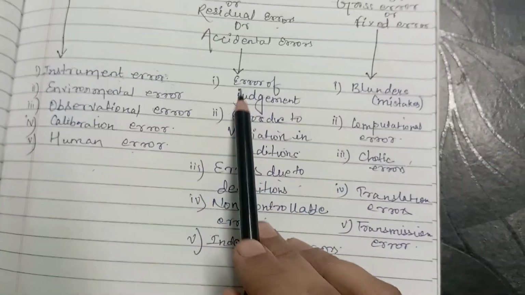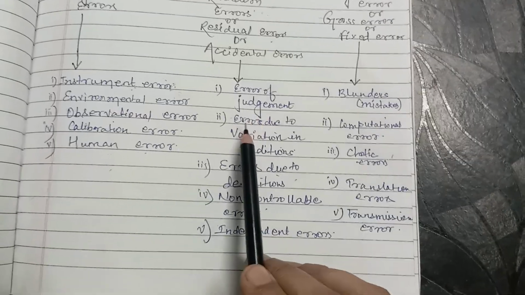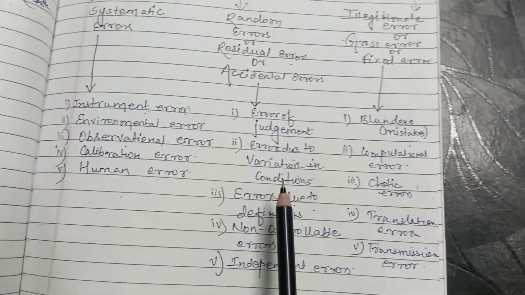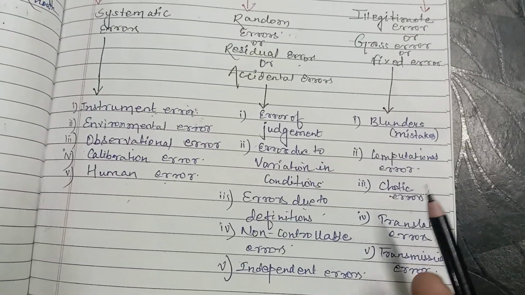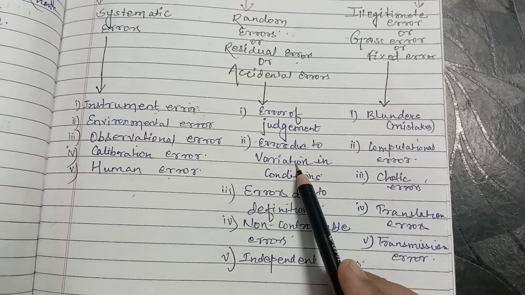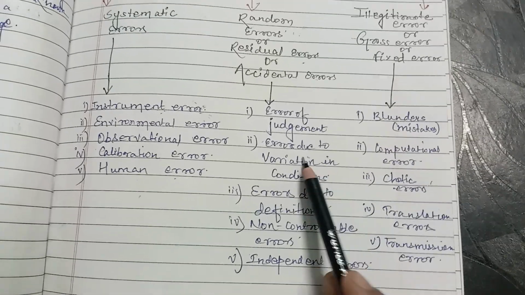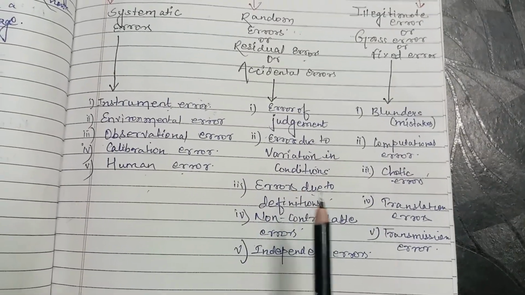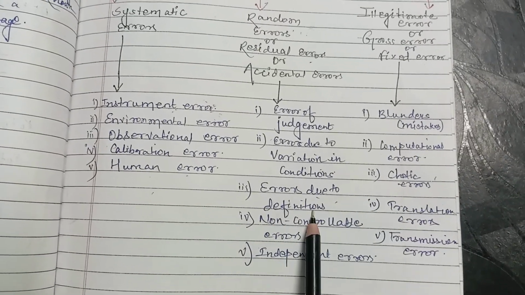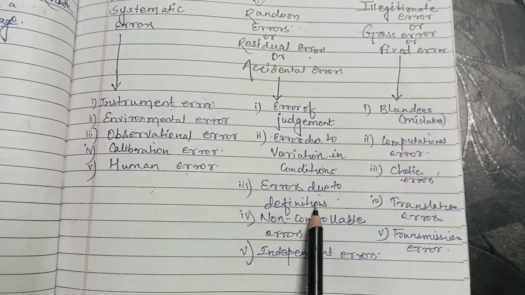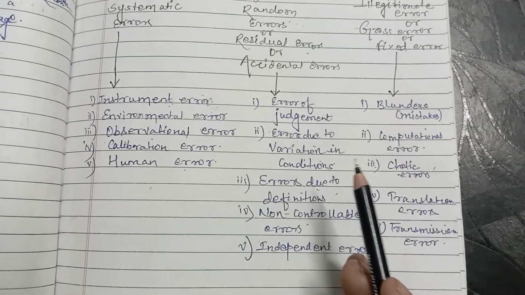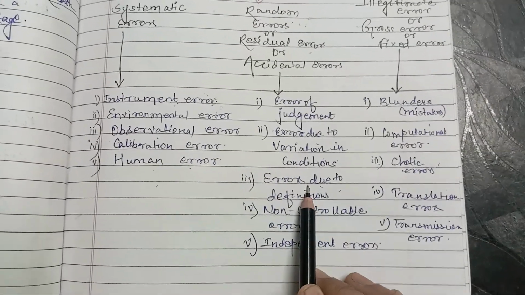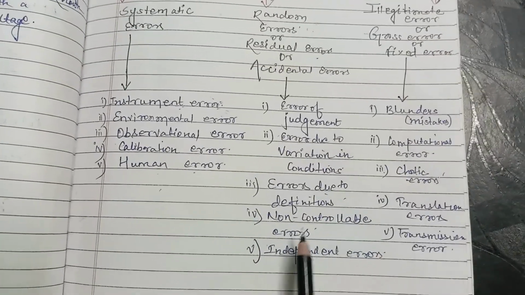For example, the errors of judgment. Errors due to variation in the condition. We don't know what condition is happening during the study of some experiment, or during the measuring or taking some reading. So this type of error comes under errors due to variation in the condition. Errors due to definition: we are defining some concept differently, and we are measuring differently. So those kinds of errors are errors due to definition.